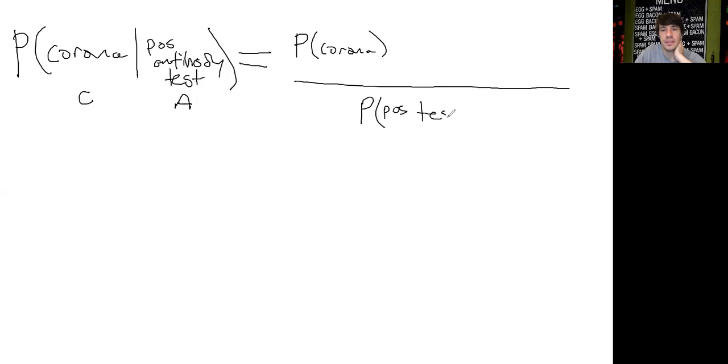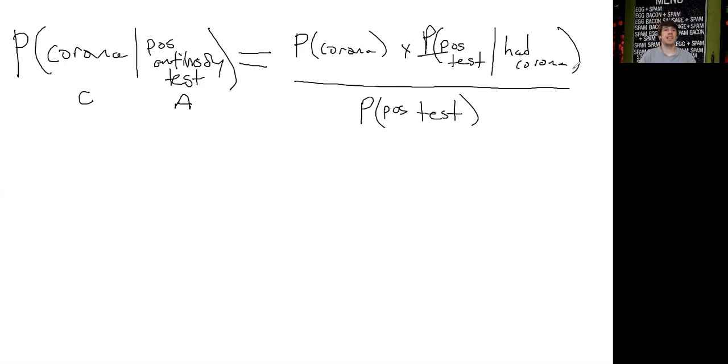And so if we rewrite this using Bayes' rule, it says, what's the probability that you had corona already, divided by what's the probability of a positive antibody test, times what's the probability of a positive test assuming that you had coronavirus.